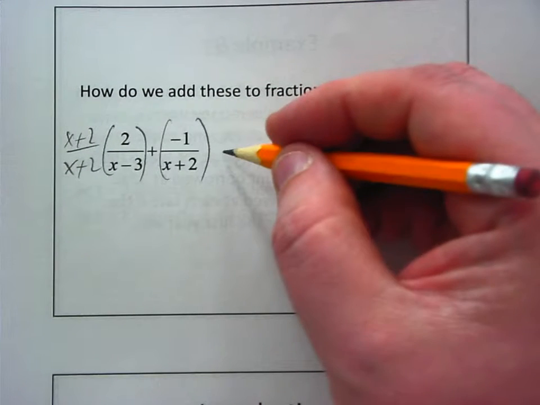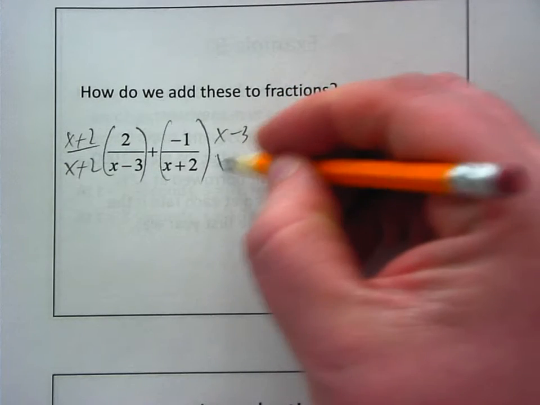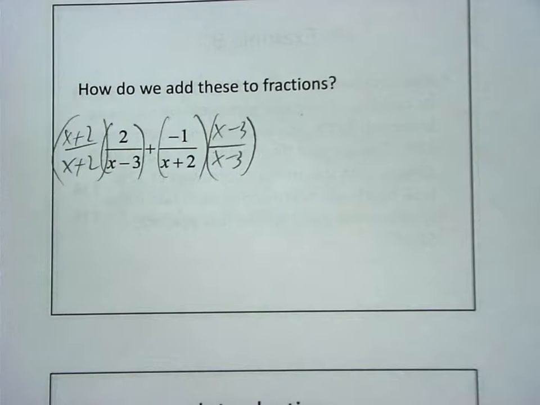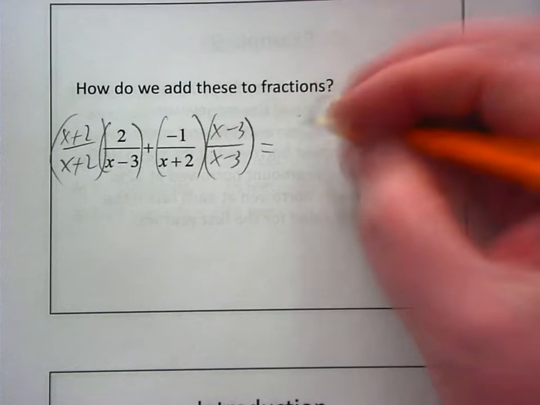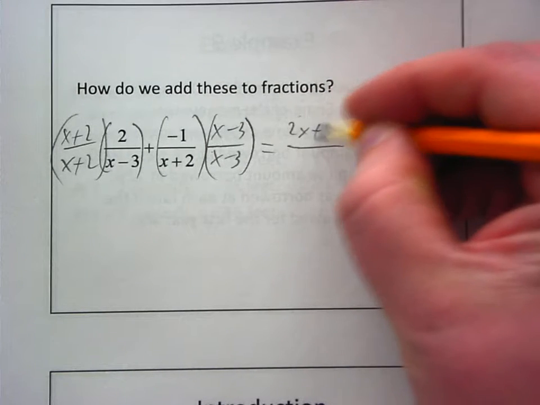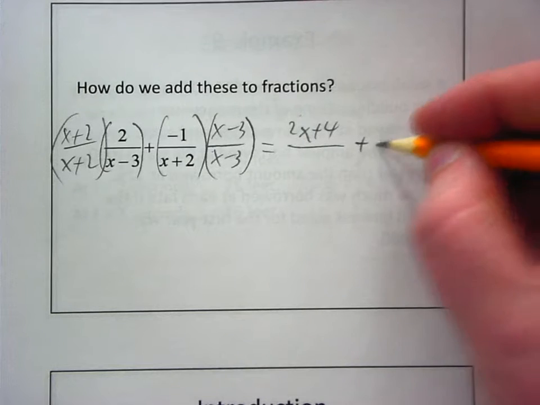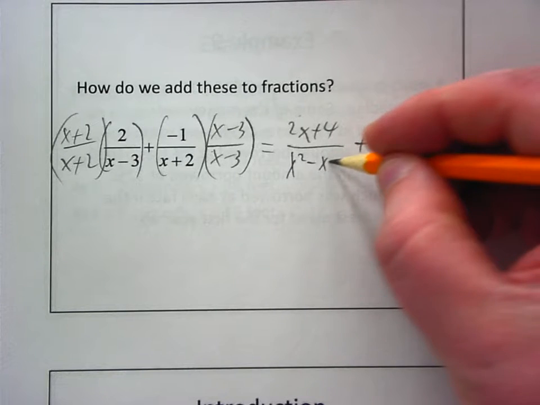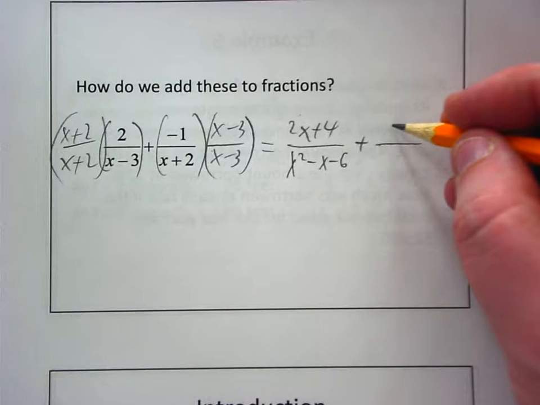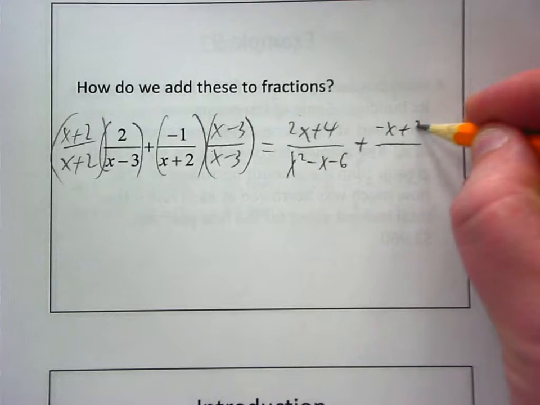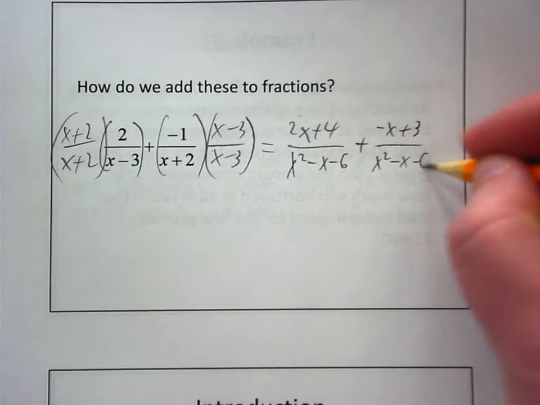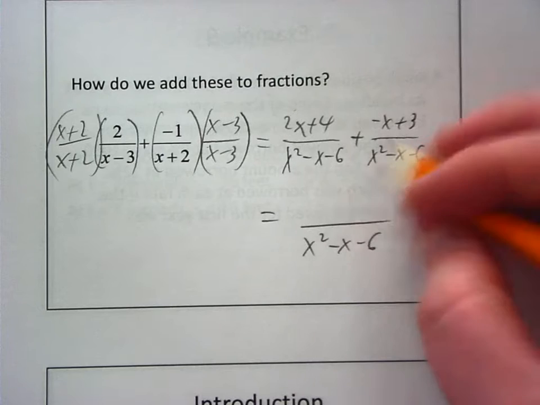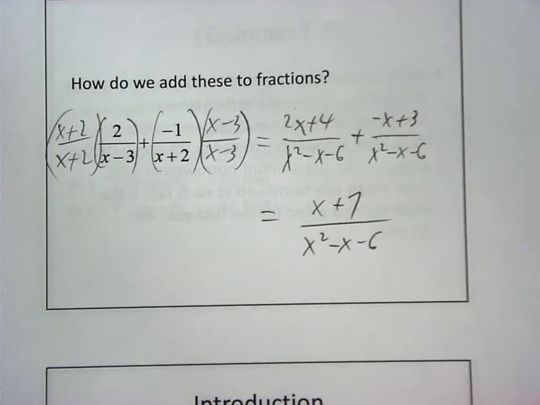This one I'd multiply by x minus 3 over x minus 3. So from there, just multiply it through. On top, I'm going to get what on the left? 2x plus 4. On the right? X squared minus x minus 6. Up top here? Negative x plus 3. And again, this one should be the same denominator. So when you combine them together, what am I going to get for the numerator? X plus 7.